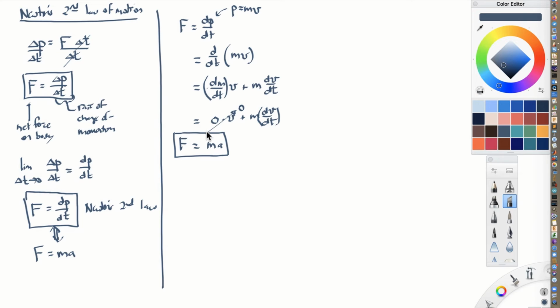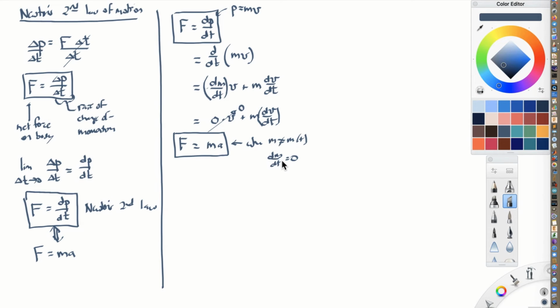But it's important to keep in mind that this formula is a special case of this more general formula. And this special case only works when the mass is not a function of time. That is, when dm/dt equals 0. There's no mass change. Then you can use this.